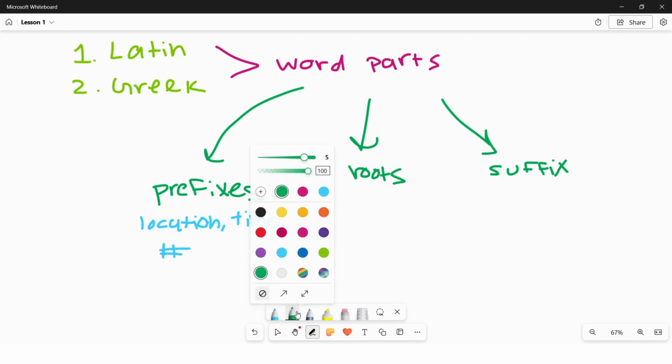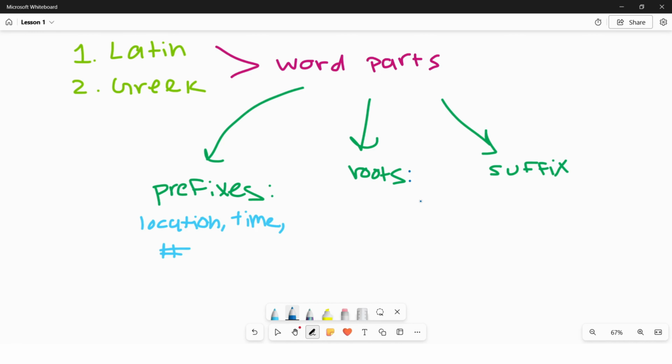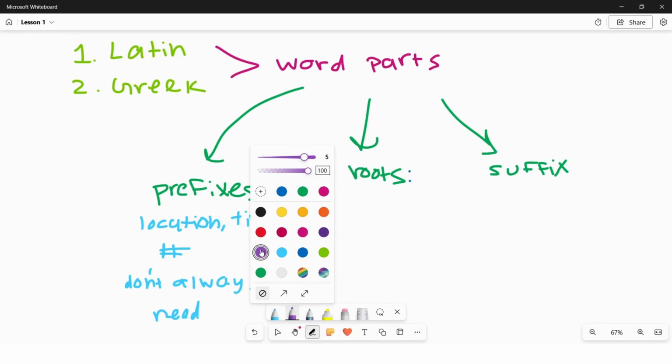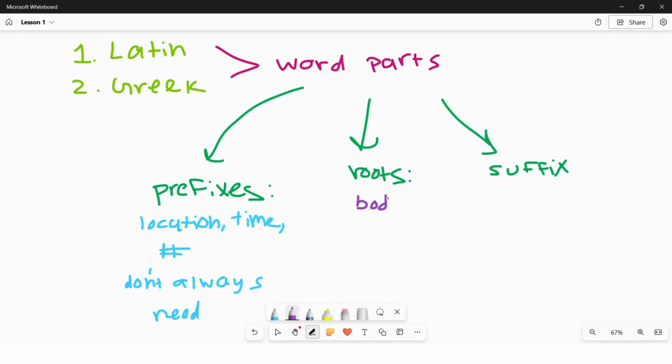Roots are the middle of a term, or they can be at the start, because you don't always need a prefix. So let's write don't always need. Okay, and then roots are going to tell you the body part. Okay, that's the main point of a root. So if you say gastro, it can mean the stomach. If you say cardi, it can mean the heart. So it's the body part.